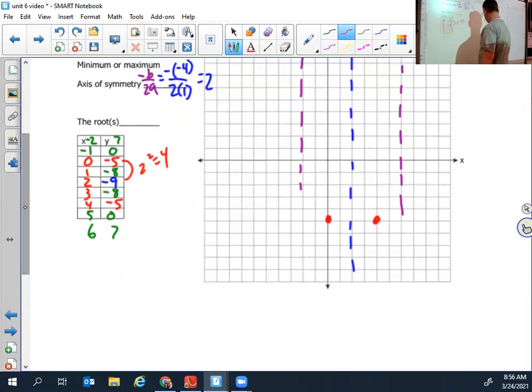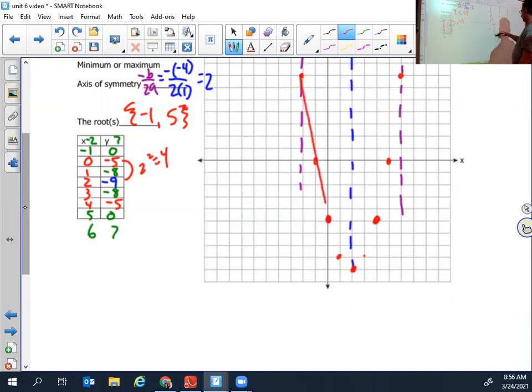So I'm going to go here to 2, -9, out 1 and up 1, out 2 and up 4, out 3 and up 9, which gives us my roots. So my roots are -1, 5. And then I go up another 7, 3, 6, 7. And I draw my parabola. Ooh, that was a good one.